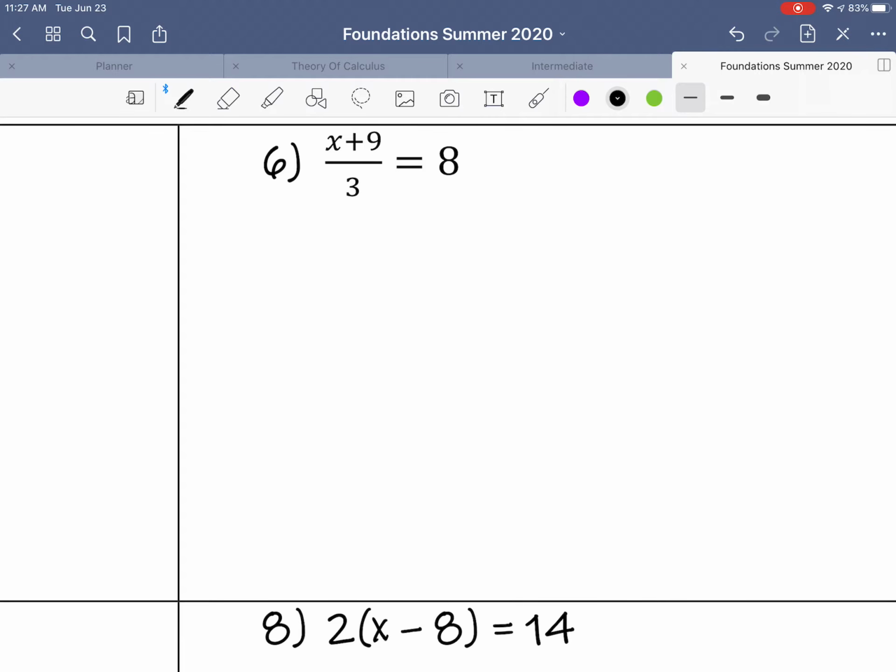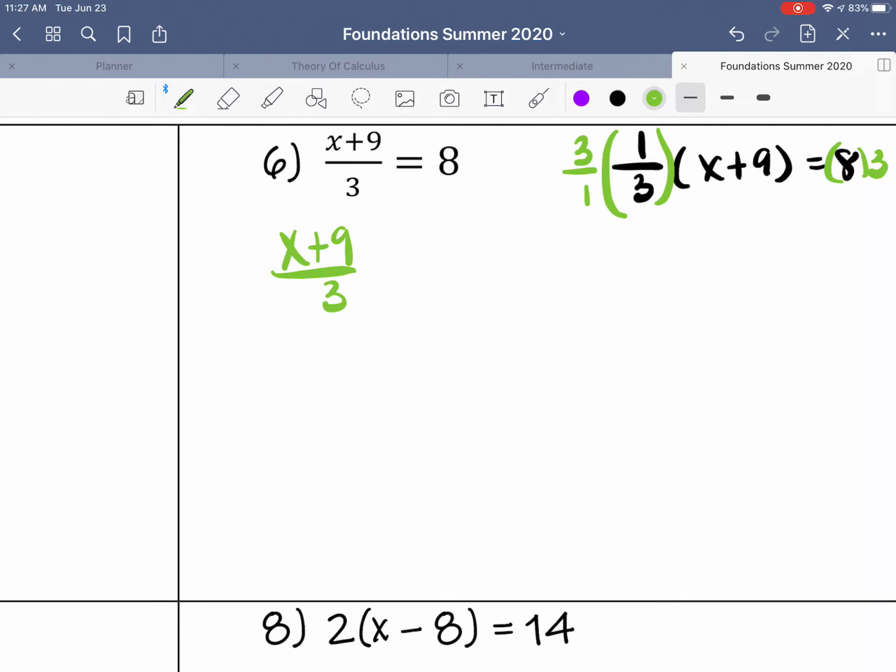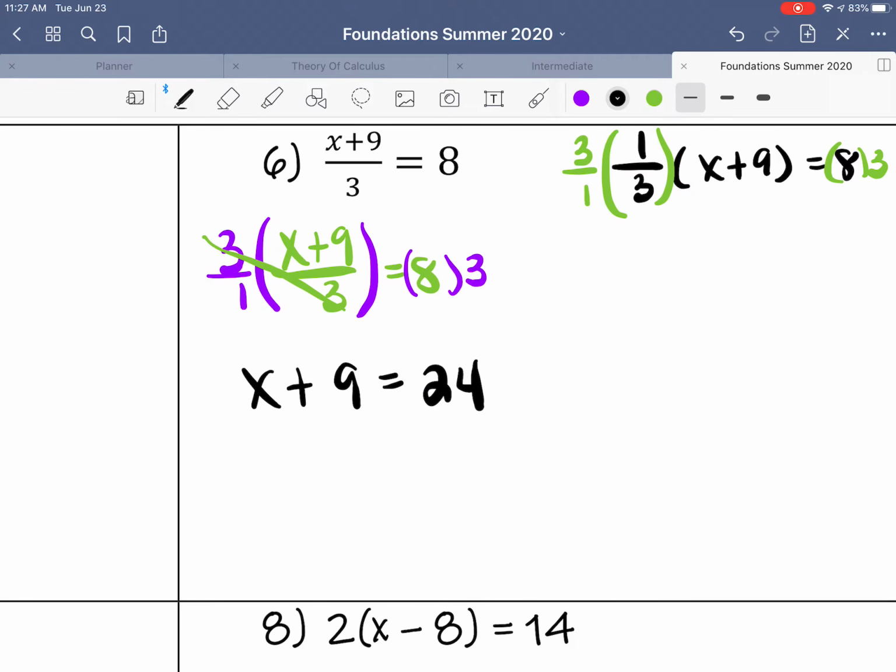Ooh, this one's cool. This is like saying, if you wanted to rewrite this, this is like saying that. So if it were to be like that, to get rid of the 1/3, we could multiply by 3, which is what we're going to do over here. We are going to multiply by what's in the denominator to clear that fraction. And we're going to write what we're left with and solve.